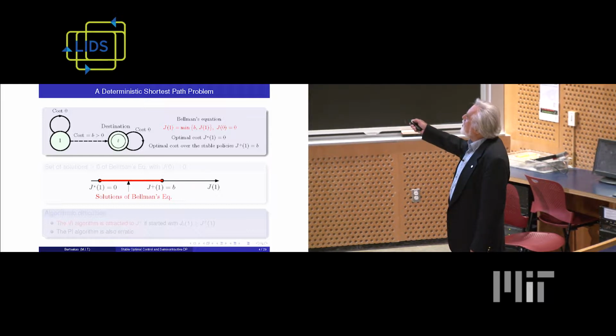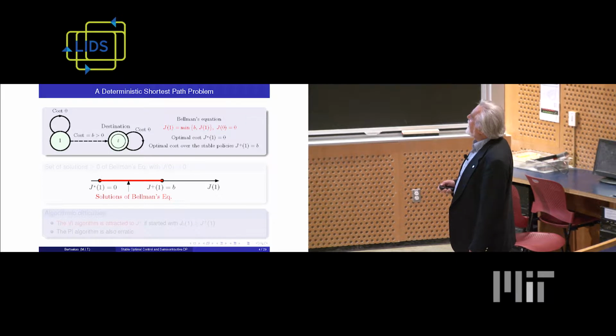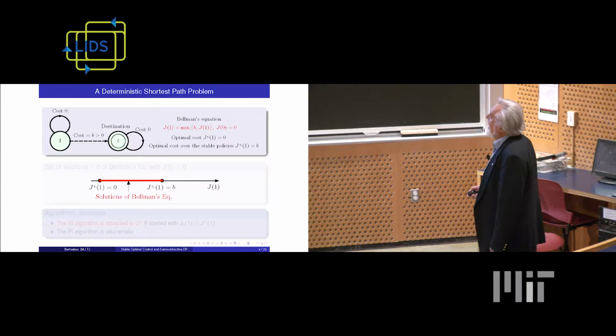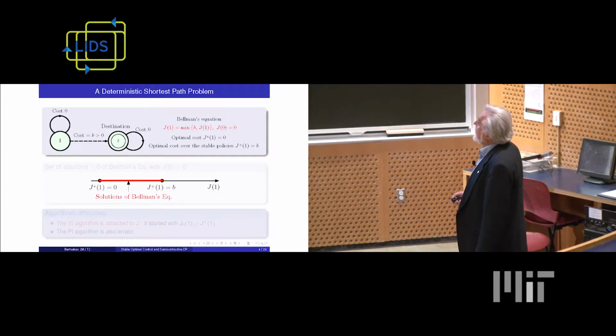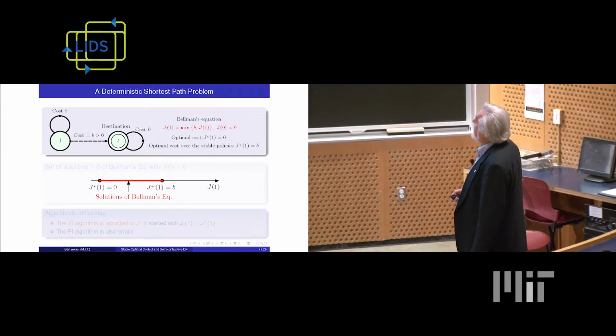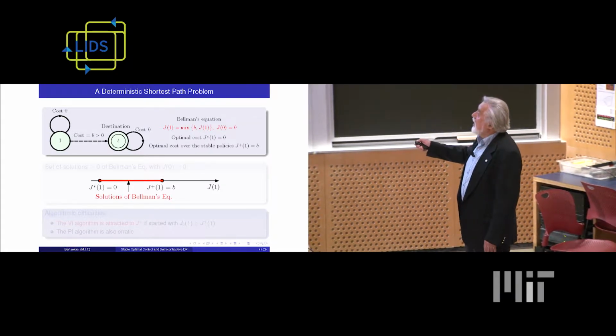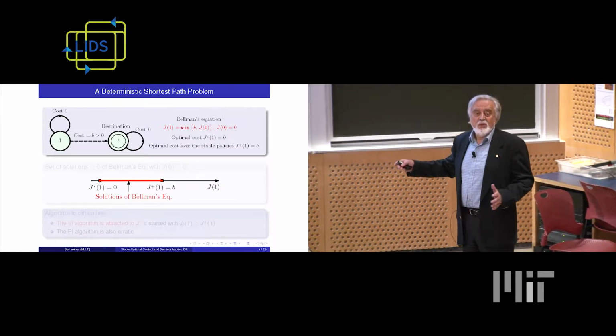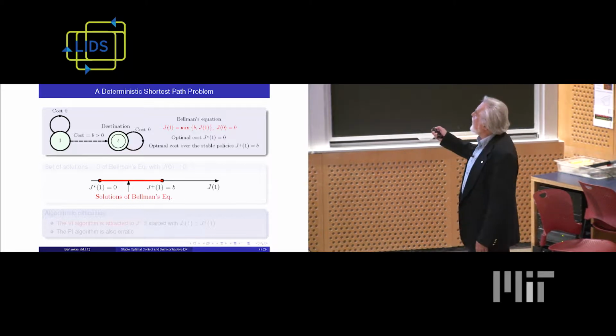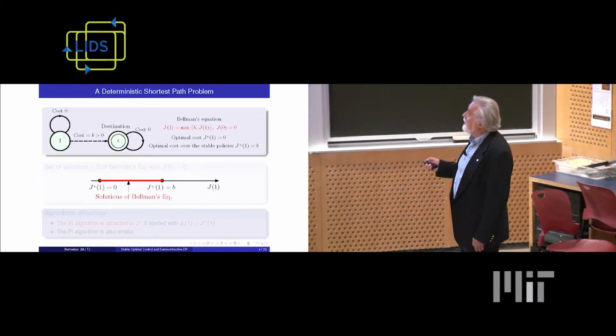It should be the minimum between b and j sub 1 here, okay? This should reflect the minimum between the action that goes to the destination and the action that stays at 1. Okay, what's the optimal cost here? Well, it is optimal to stay at 1 because this costs you nothing. So j star of 1 is equal to 0.